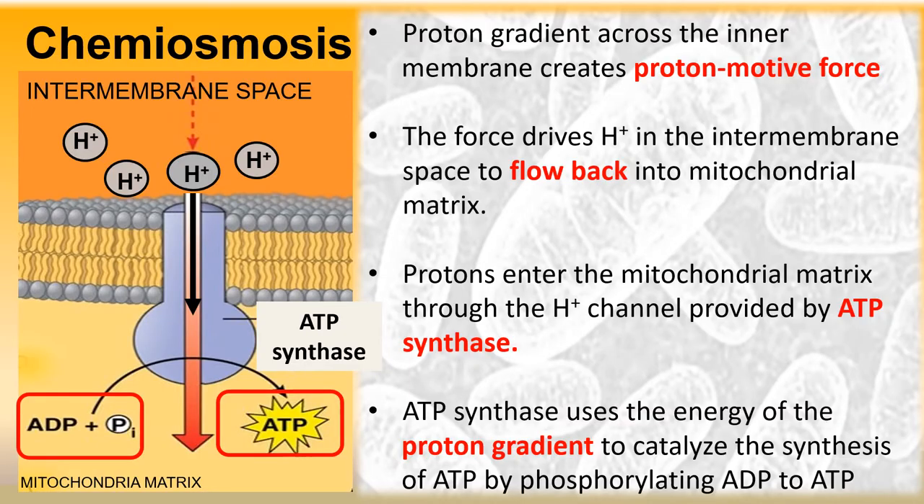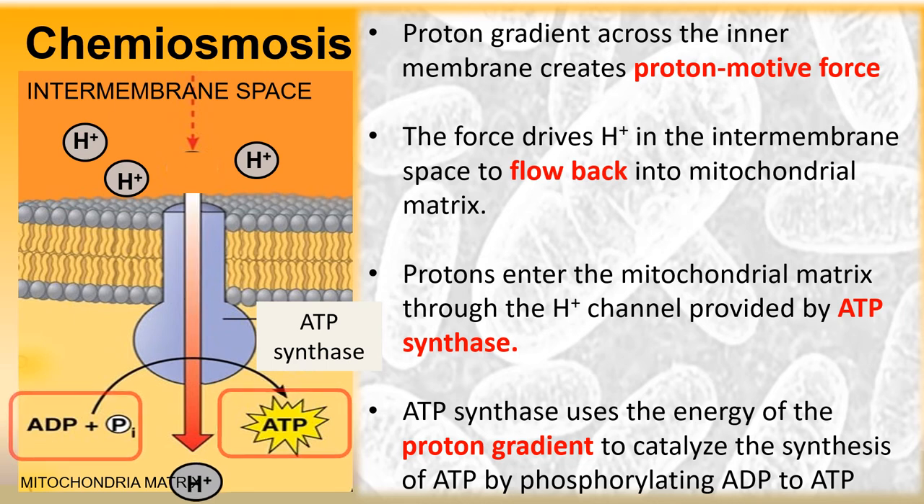Proton gradient across the inner membrane creates proton motive force. The force drives proton in the intermembrane space to flow back into the mitochondrial matrix. Protons enter the mitochondrial matrix through the proton channel provided by the ATP synthase. ATP synthase uses the energy of the proton gradient to catalyze the synthesis of ATP by phosphorylating ADP to ATP.